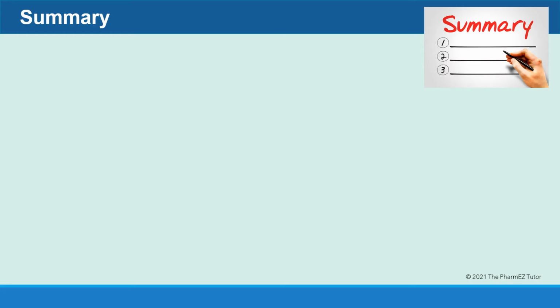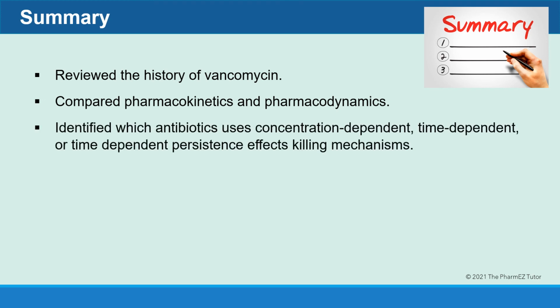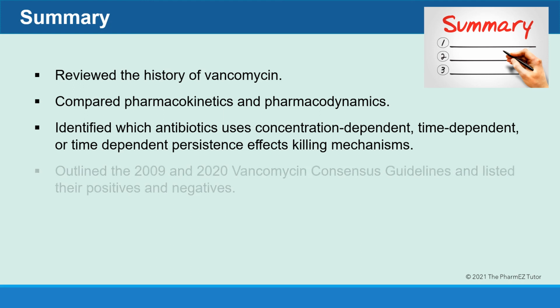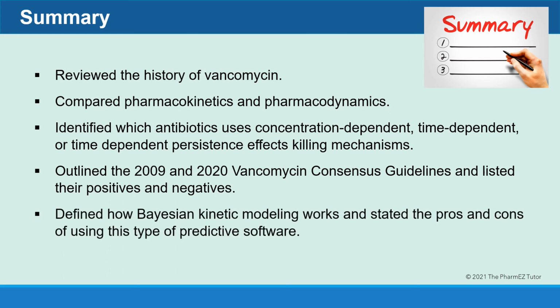Let's summarize what we learned in Part 4. We reviewed the history of vancomycin. We compared pharmacokinetics and pharmacodynamics. We identified which antibiotics use concentration-dependent, time-dependent, or time-dependent persistence effects killing mechanisms. We outlined the 2009 and 2020 Vancomycin Consensus Guidelines and listed their positives and negatives. And we defined how Bayesian kinetic modeling works and stated the pros and cons of using this type of predictive software.